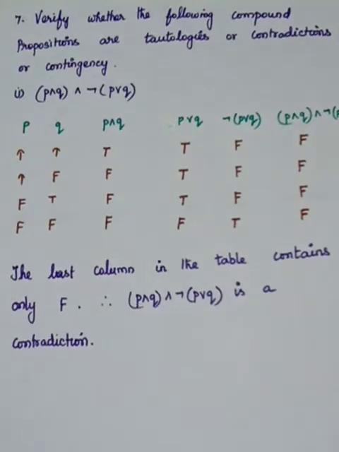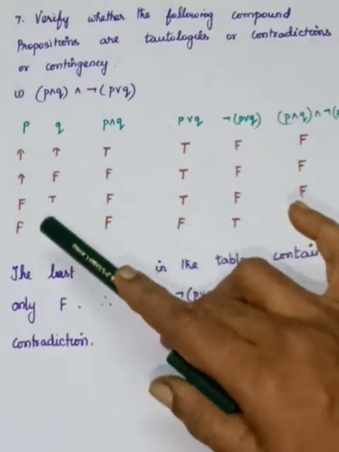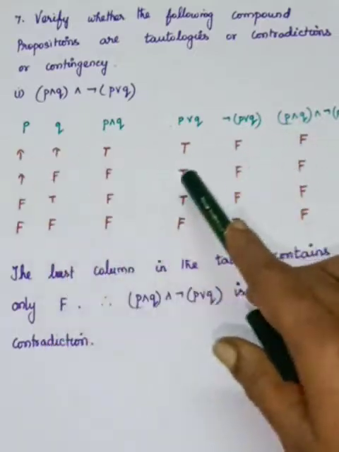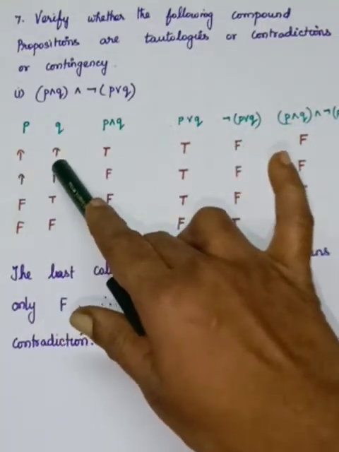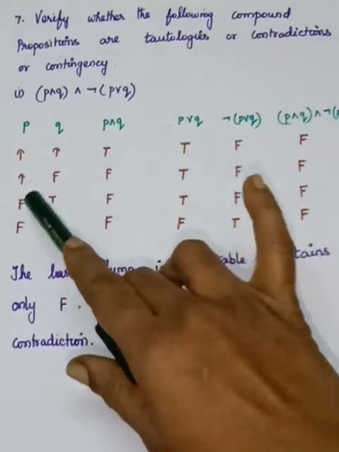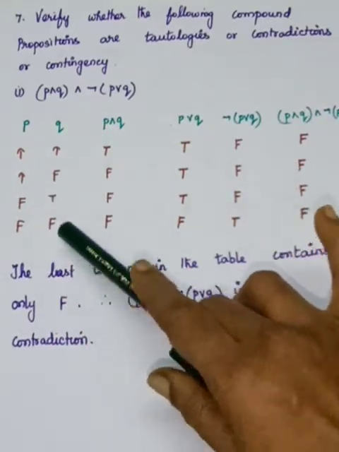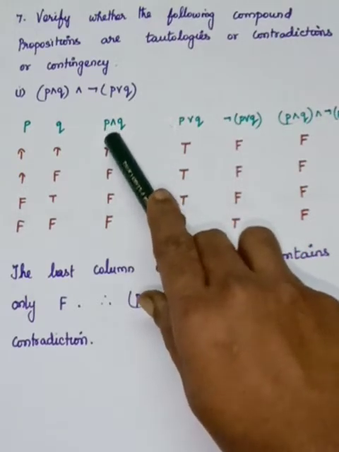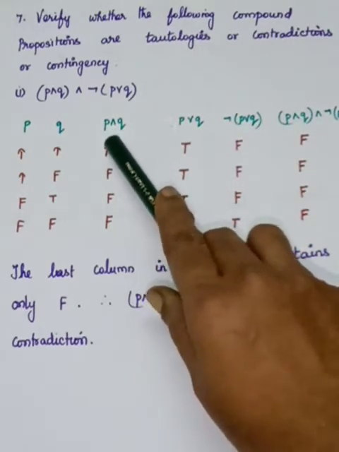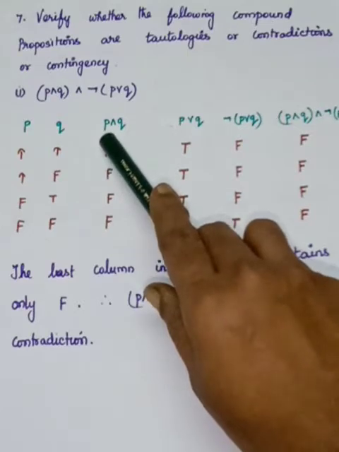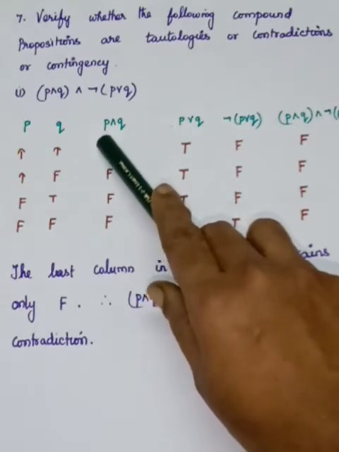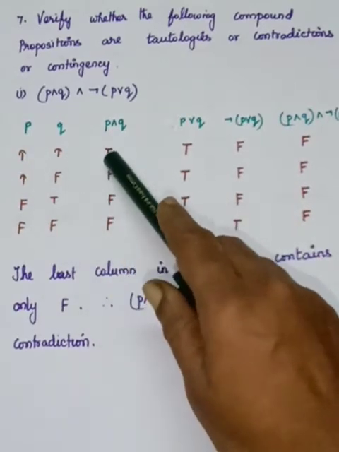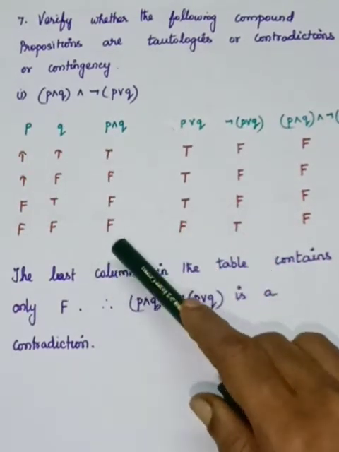Now, if two simple statements are there, how can you write the truth values? You can write 4 rows. The first row: true, true; true, false; false, true; false, false. Here, P and Q. This is the symbol used for 'and'. 'And' means both are true. That is P and Q: only if both are true, it is true. Otherwise it is false. Therefore true, true is true, and the other things are false.